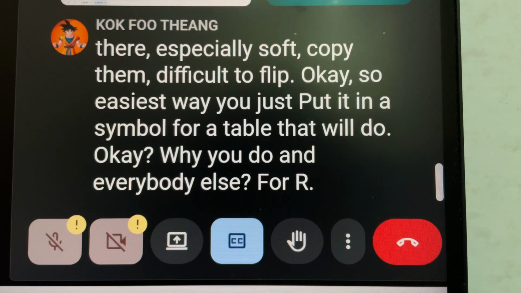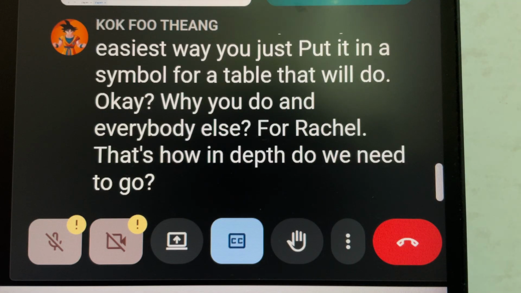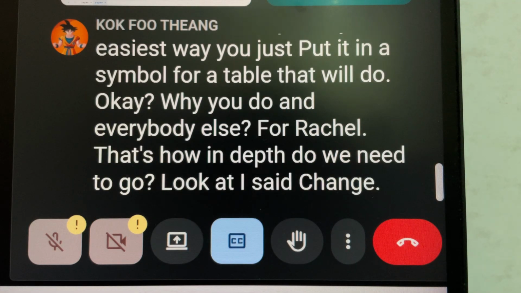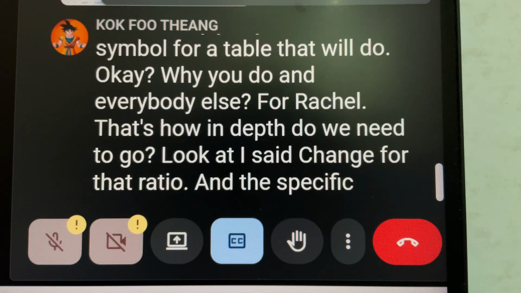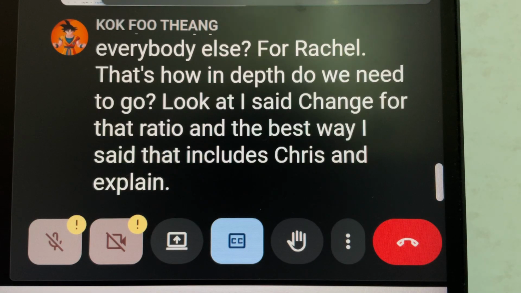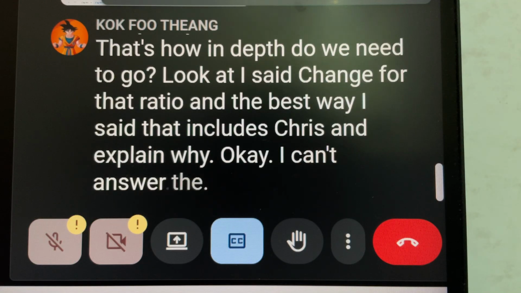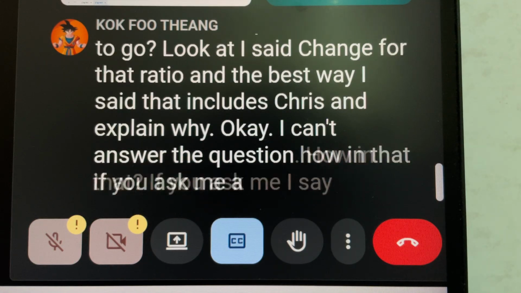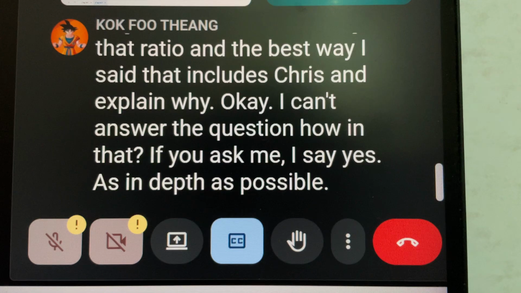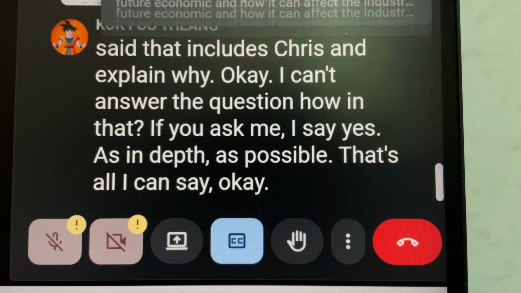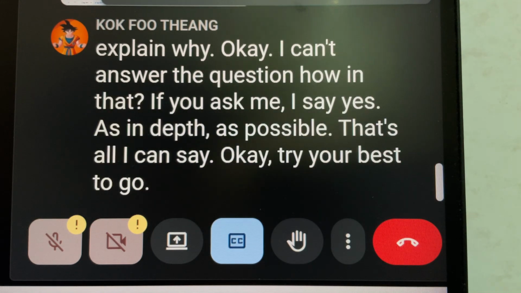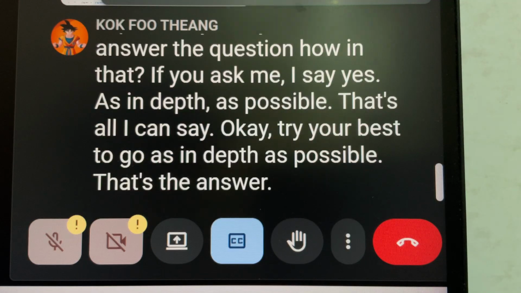For ratio analysis, how in depth do we need to go? I look at the asset change for the debt ratio and the specific asset that increased and explain why. I can't answer the question of how in depth. If you ask me, I say as in depth as possible. Try your best to go as in depth as possible. That's the answer that I can give you.